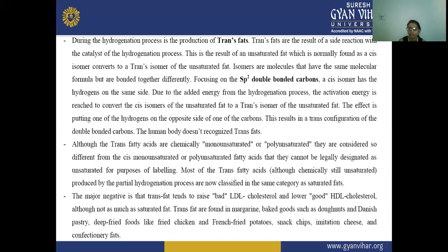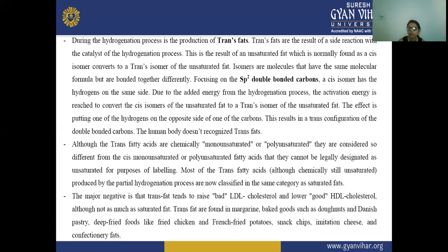So the human body does not recognize trans fat. Although trans fatty acids are chemically monounsaturated or polyunsaturated, they are considered so different from the cis monounsaturated or polyunsaturated fatty acids that they cannot be legally designated as unsaturated for the purpose of labeling.